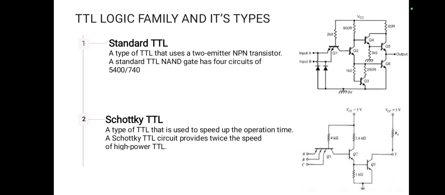A standard TTL NAND gate has 4 circuits of 5400 per 7400, as we can see from the diagram. Similarly, Schottky transistor logic is a type of TTL that is used to speed up the operation time of the transistor logic family, and a Schottky TTL circuit provides twice the speed of a high power TTL.